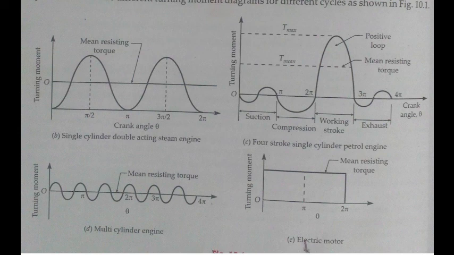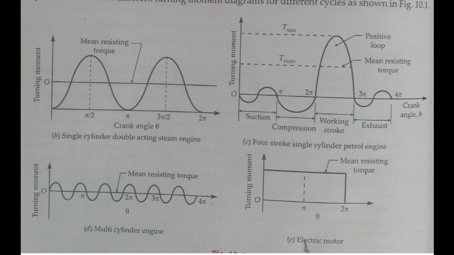During the compression stroke, the work is done on the gases, so a higher negative loop is formed. In the working stroke, the fuel burns and the work is done by the gases. Hence, a large energy loop is obtained. So this working stroke will be the only positive one.